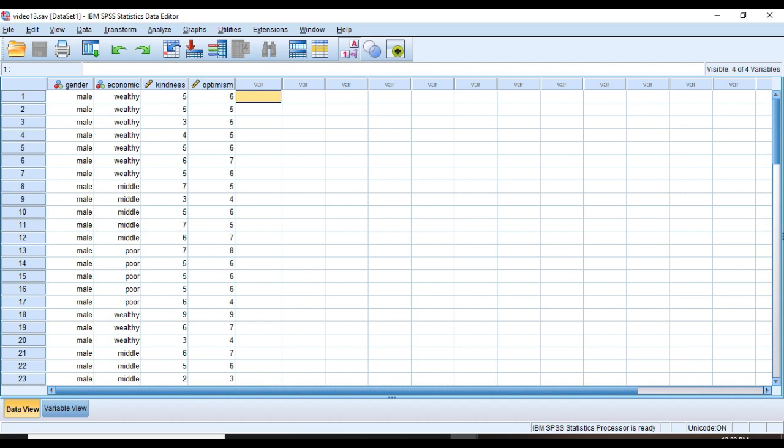A study was conducted to see the impact of socioeconomic class (rich, middle, poor) and gender (males and females) on kindness and optimism, using a sample of 60 people. The dependent variables here are kindness and optimism, which have been measured on a scale of 1 to 10 from lowest to highest. And the independent variables are socioeconomic class with 3 levels and gender with 2 groups.